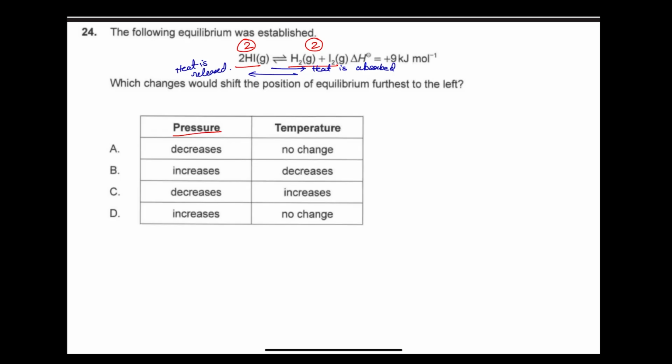So if I decrease temperature, then the equilibrium will try to increase temperature by releasing heat. So the left means the reverse direction. The reverse reaction is only favored when heat is released, and heat will be released when you're decreasing temperature. The temperature would be decreased, which corresponds to B as our correct answer.